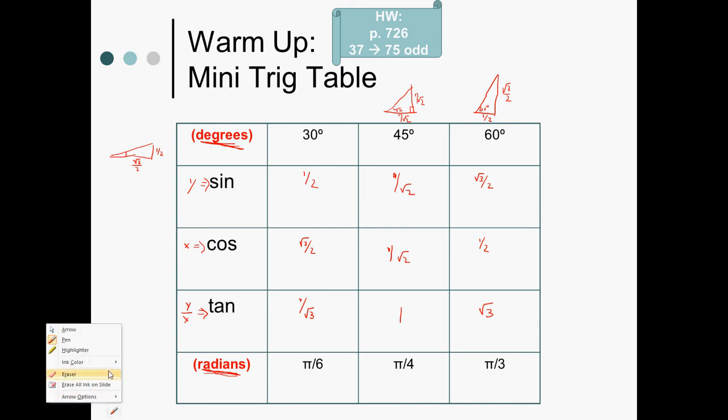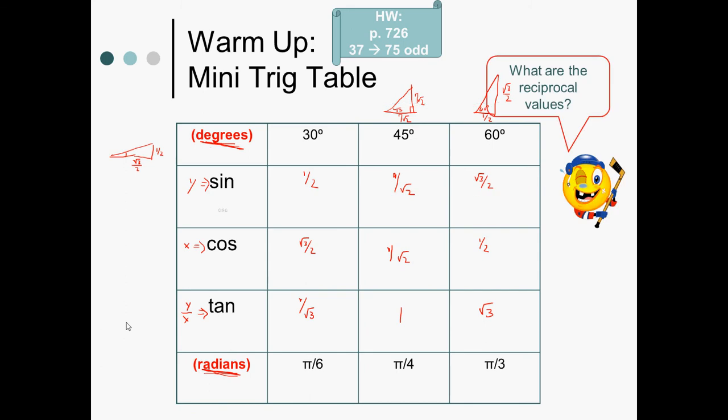While we're at it, let's go ahead and fill in the reciprocal values. Right? So the cosecant of pi over 6 is 2. The secant of pi over 6 is 2 over root 3. And the cotangent of pi over 6 is root 3. And so is any arc with a reference arc of pi over 6, just with different signs.